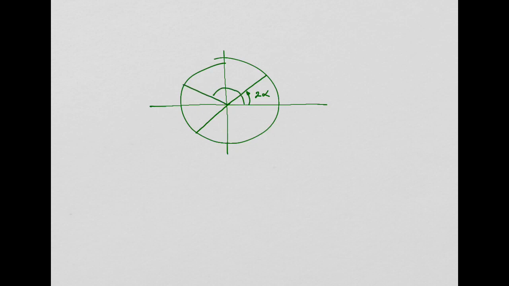So this angle here. If this is 2 alpha, this angle here is going to be 180 minus 2 alpha, because we had cosine of 2 times 90 minus alpha, right? This is the same as cosine of 180 minus 2 alpha, okay? Which is this angle here.